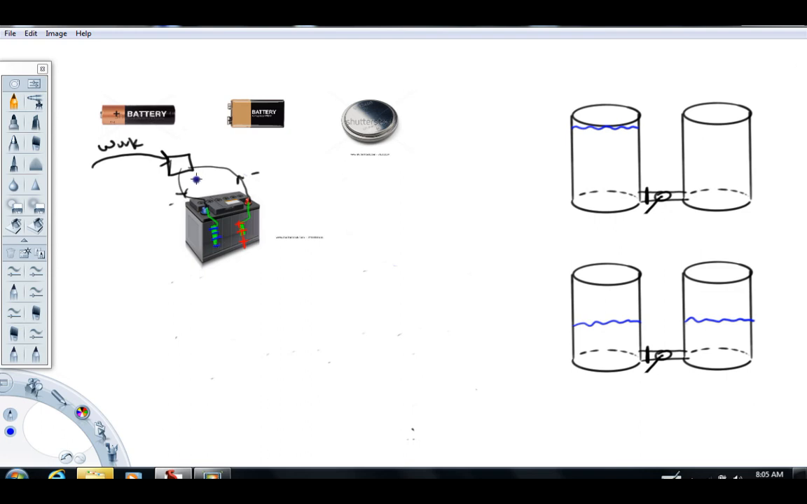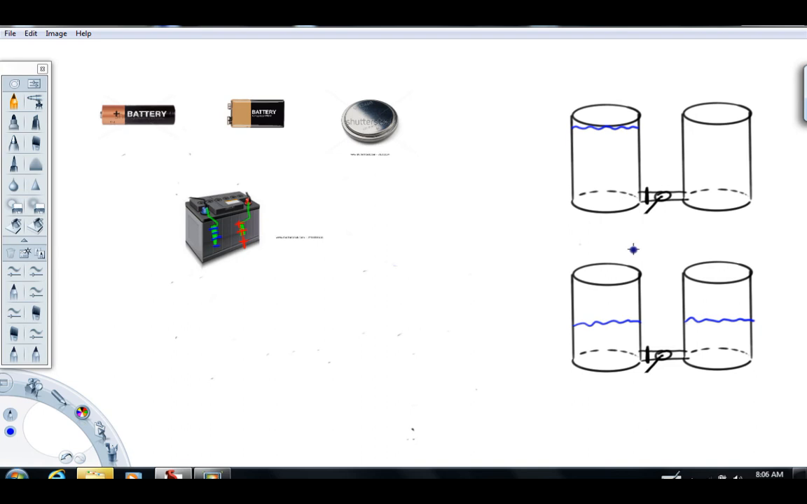And then when we unhook the battery, this imbalance of charge basically now represents a potential energy, because it's the position of the charge within the battery that gives this system the ability to do work. It's analogous to this picture I have on the right here.